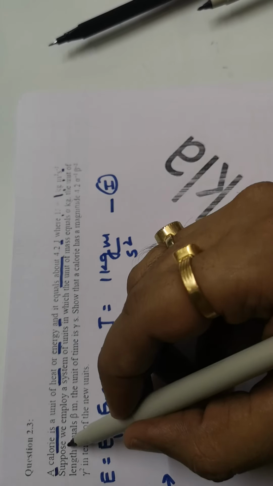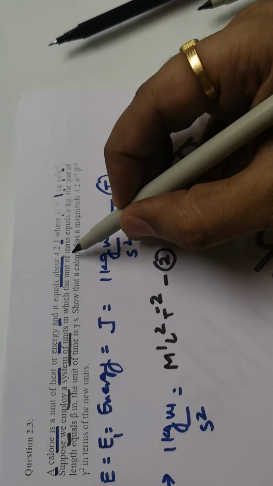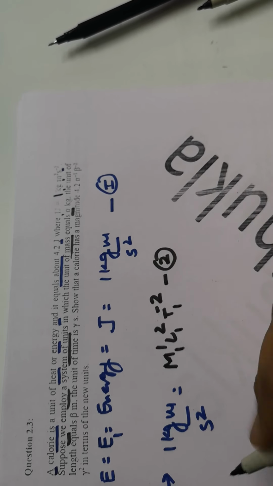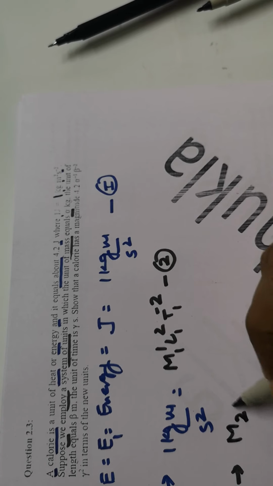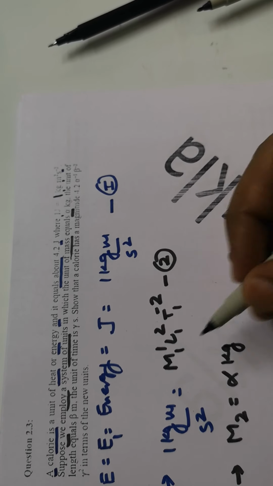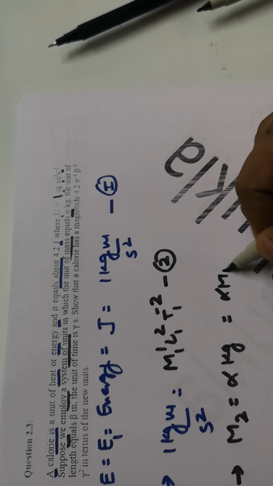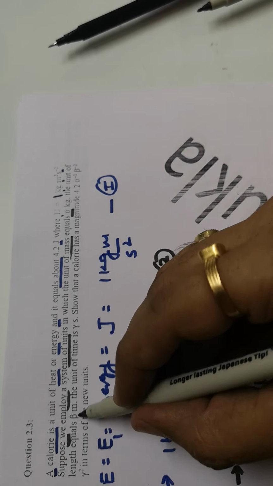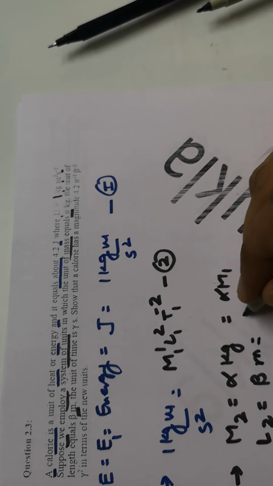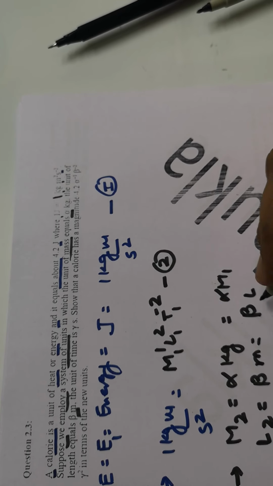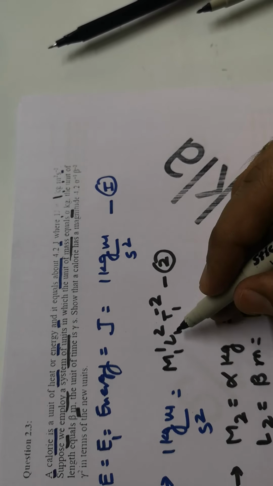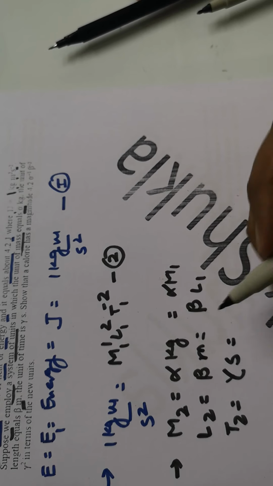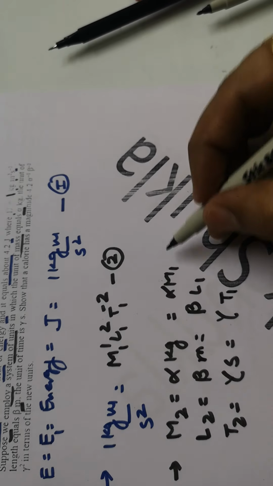Now what they have asked us is that we are converting and employing another system where the mass is alpha kilogram. So for the first one, I am mentioning that. In the other unit, mass is alpha times the kilogram, so for the kilogram I am using alpha times M1. Length is beta times meters, so I put L1 as before, and my time T2 is gamma times second. I'm using gamma times T1.